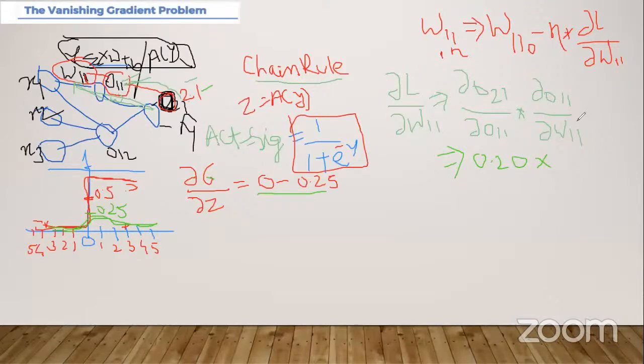Then the second derivative, which you will take in order to update W11, is the output O11 with respect to W11. Again that value came to somewhere around 0.2. Whenever I take a derivative of a derivative, the value gets smaller. It will get reduced.